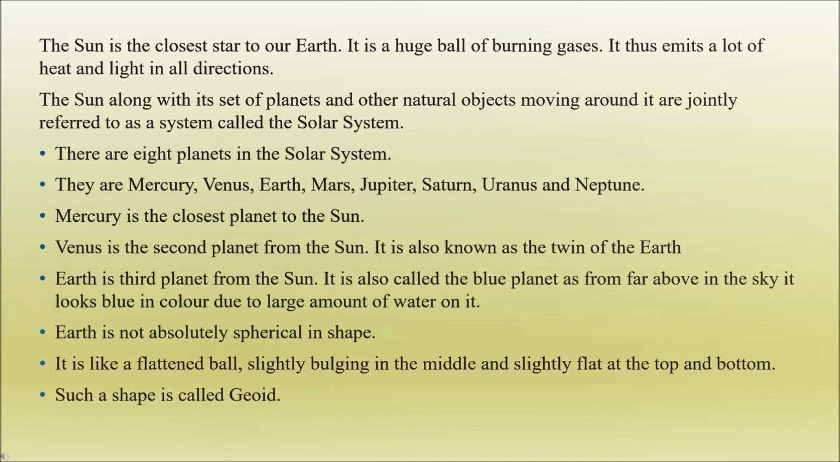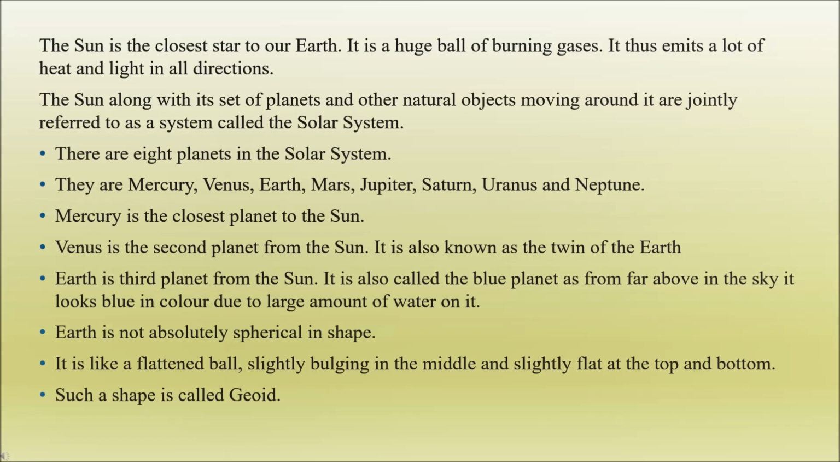The sun is the closest star to our earth. The sun is a huge ball of burning gases. Sun emits a lot of heat and light in all directions. The sun, along with its set of 8 planets and other natural objects moving around it, are jointly referred to as a system called the solar system.